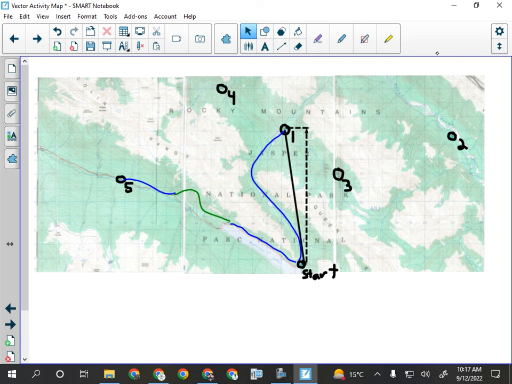So my suggestion would be that you probably want to color code it like this, because what I'm going to want to see when you hand in your map is something like this. Okay, here's the routes we followed, and this one we walked at this speed, this one we walked at this speed, and so on.